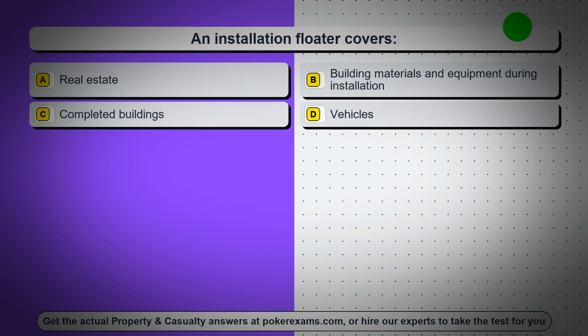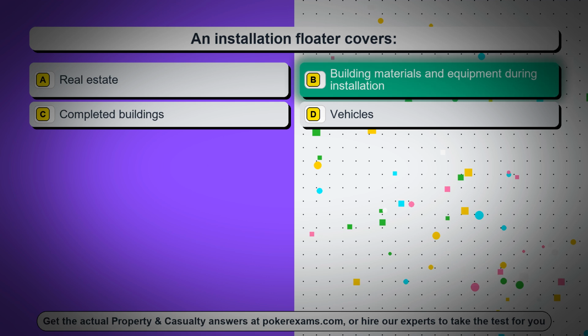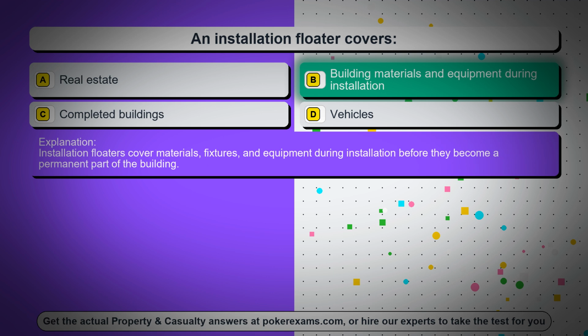Question 70. An installation floater covers: Option A, real estate. Option B, building materials and equipment during installation. Option C, completed buildings. Option D, vehicles. The correct answer is option B, building materials and equipment during installation. Installation floaters cover materials, fixtures, and equipment during installation before they become a permanent part of the building.